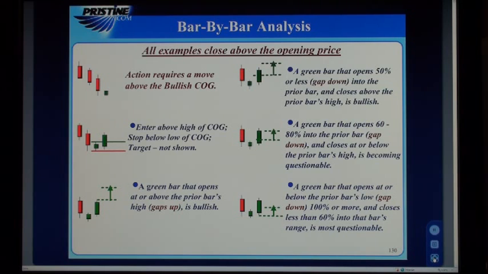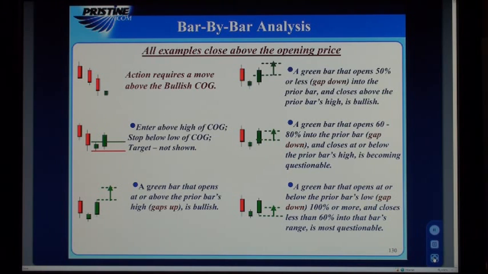Lastly, on the lower right, you have a green bar that opens at or below the prior bar's low, a gap down of 100%, negative, and closes less than 60% into that prior bar's range, which is the most questionable. So while it closed above its opening price, it had gapped down and could not retrace into the prior bar.